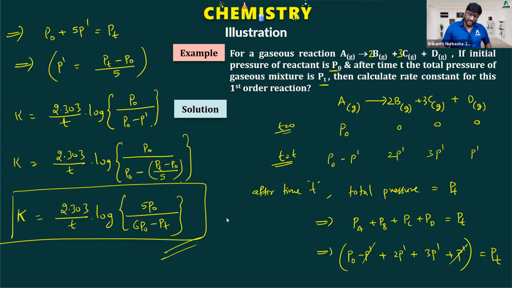Okay. For a gaseous reaction like A gaseous gives rise to 2B gaseous plus 3C gaseous plus D gaseous, you are not supposed to include this P dash, because P dash is a variable which we have introduced, so we have to remove it from the final equation. Is that clear to everyone or not? Yes, sir.